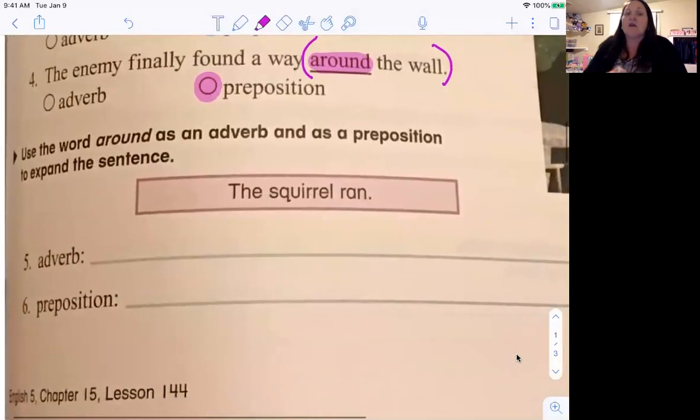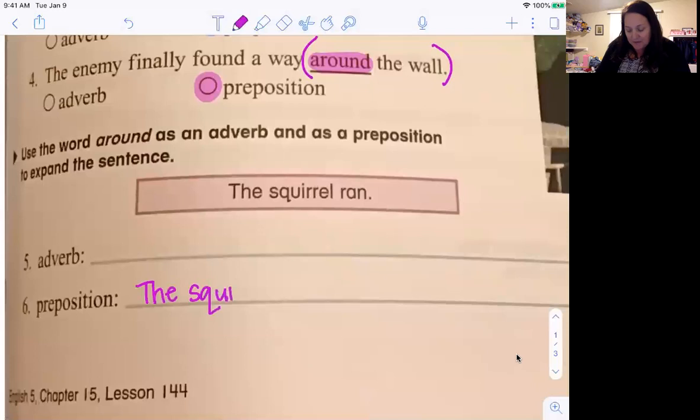It says use the word around as an adverb and as a preposition to expand the sentence. The squirrel ran. Well, I think finding prepositions first or doing prepositional phrases is a little bit easier. So I'm going to start with preposition. The squirrel ran. Where would the squirrel run? How about the squirrel ran, and you don't have to put this one, but you can. The squirrel ran around my backyard.